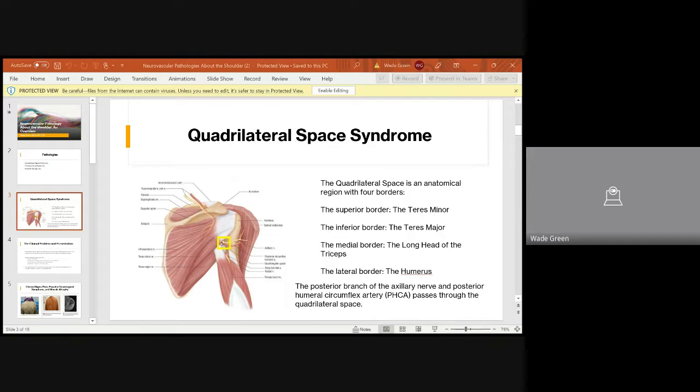Believe it or not, this syndrome is actually most common in our younger patients, so 20 to 40, and honestly, even in people that do a lot of overhead motion, they may also notice this. So, what are some common clinical presentations or symptoms that we're going to see in quadrilateral space syndrome?